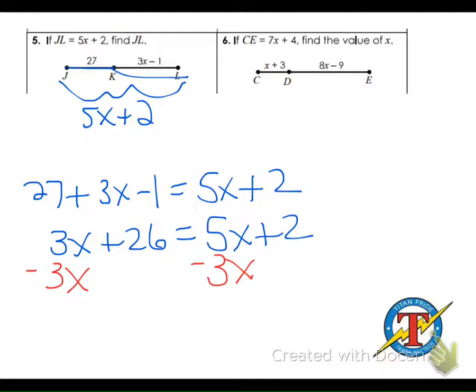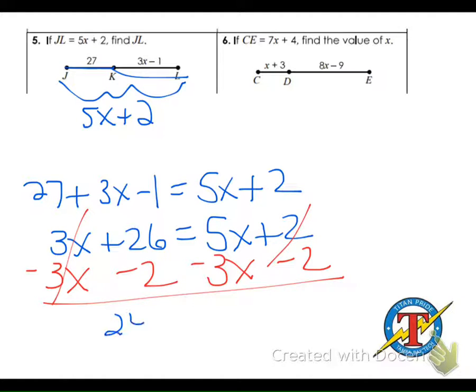At the same time, I can subtract 2, or you could do it in 2 separate steps if you'd rather. And I get 24 is equal to 2x. Divide by 2, and x is 12. Okay. Take that answer and plug it into the question.